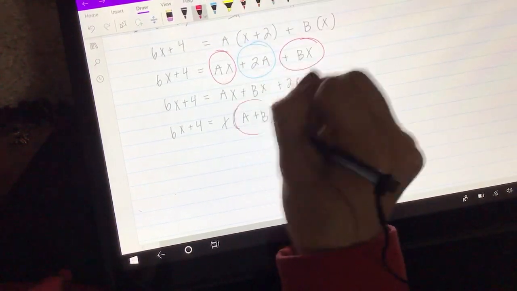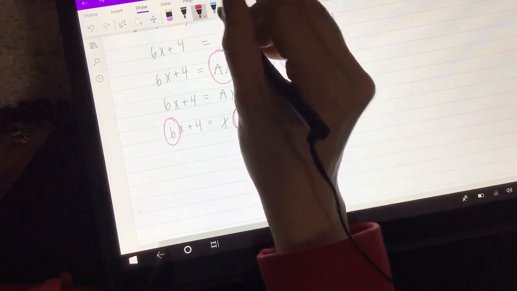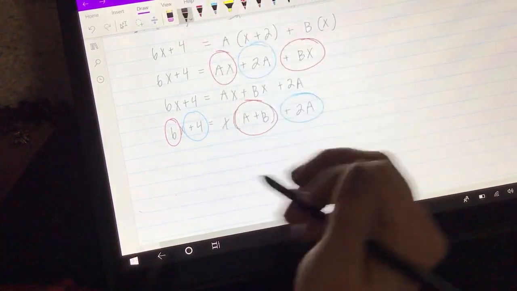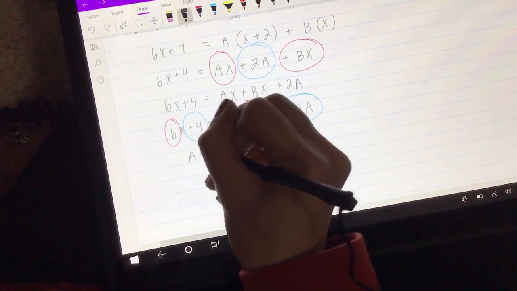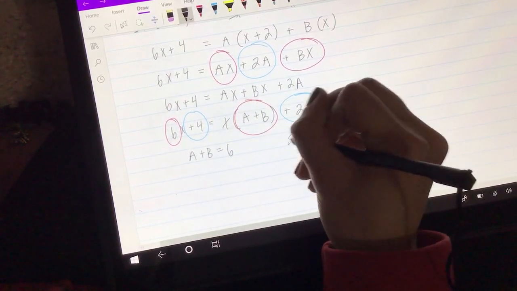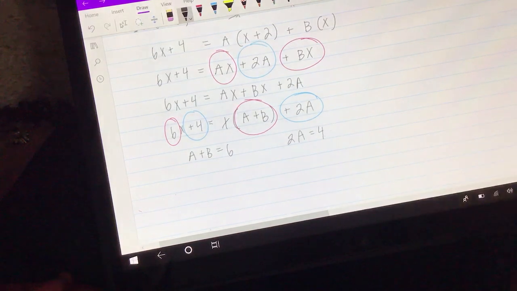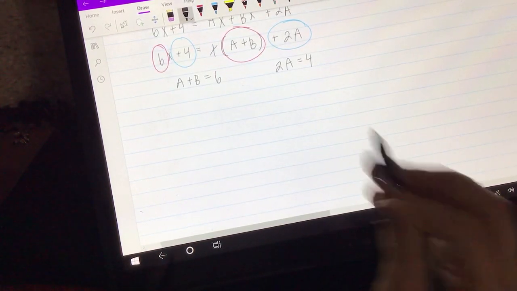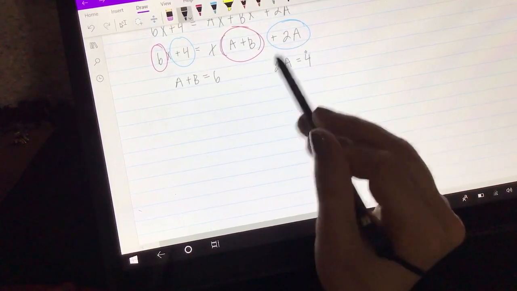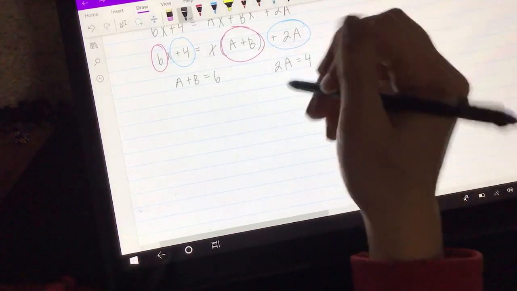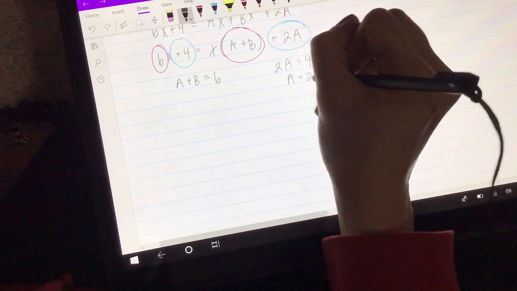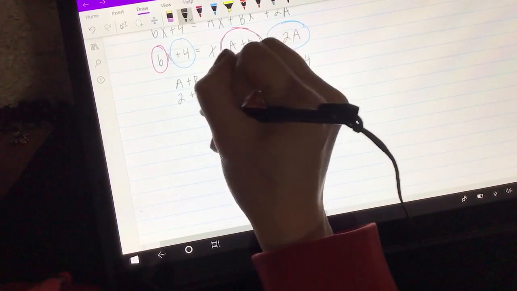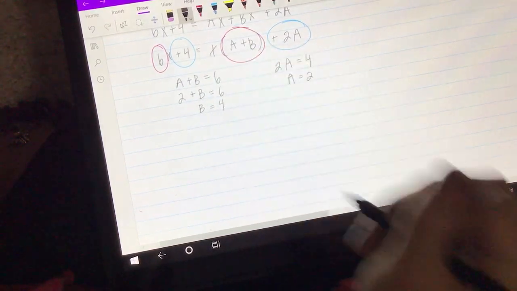Okay, remember the coefficient of x has to be equal to the coefficient. The constants have to equal the constants. So we have a plus b equals 6 and 2a equals 4. One of these is solvable without using a matrix. Even though it's a system of equations, this equation only has one variable. So go ahead and solve it. You get a is 2. Therefore, b must be equal to 4.